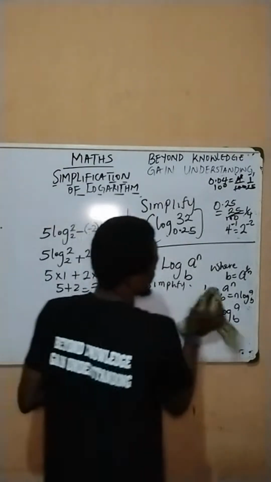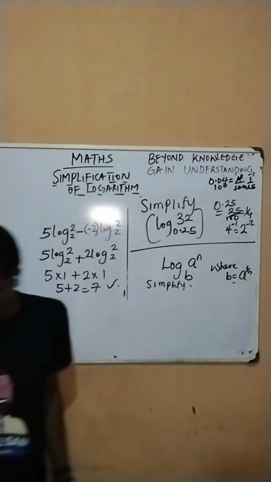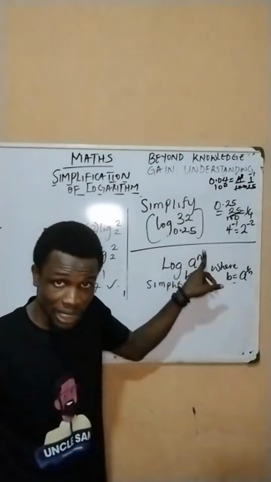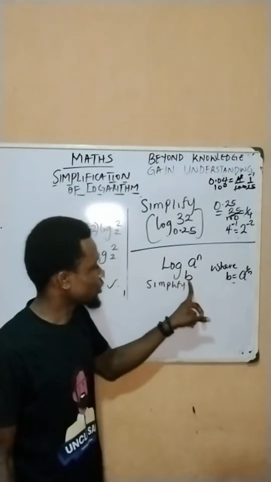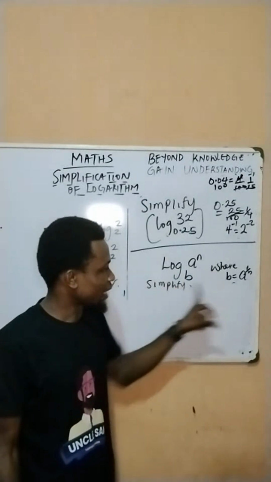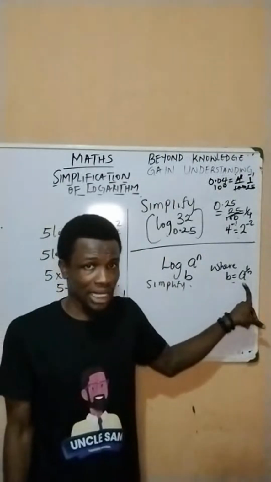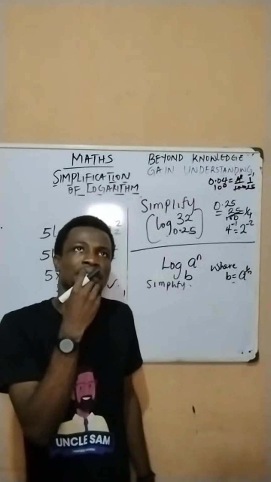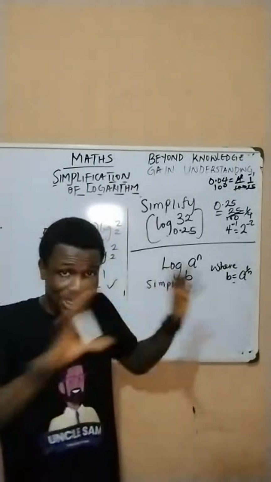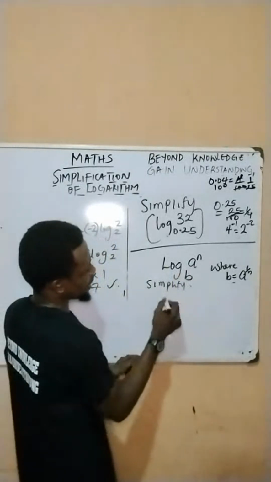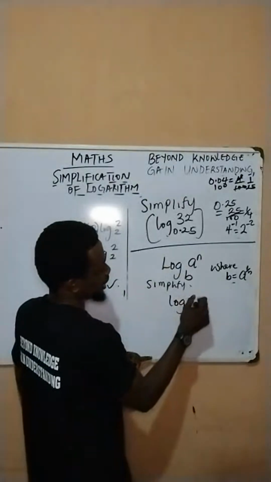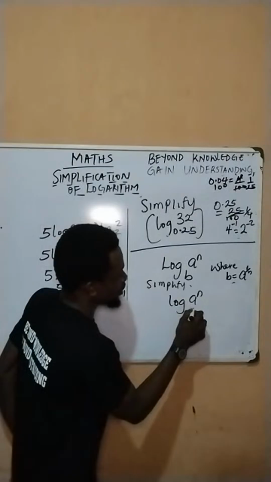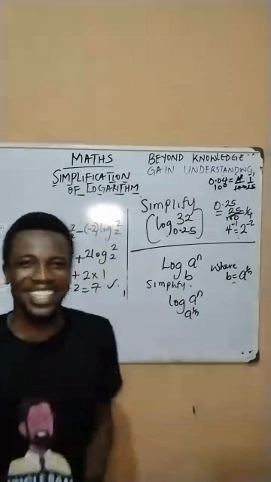But let's use this last question here to finish up. So we have log a raised to the power of n base b, and we're asked to simplify where b is equal to a raised to the power of 1 over n. So how do we go about solving it? I'm going to solve it in extended steps so you see it. So this is saying log of a raised to the power of n, then replacing b with a raised to the power of 1 over n.